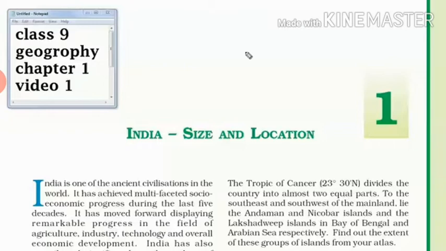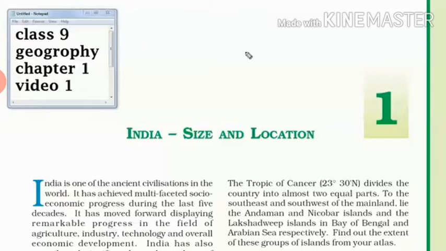14,103 kilometers. Its southern neighbors across the sea are Sri Lanka and Maldives. The coastline of India is around 7,000 kilometers long. India is located at the core of the Indian subcontinent, which has a distinct physical and cultural identity.